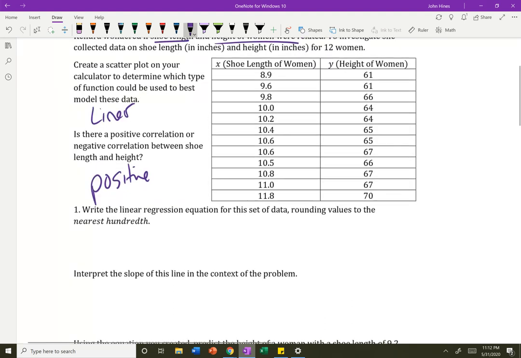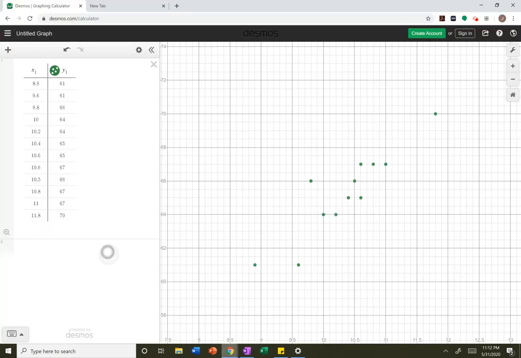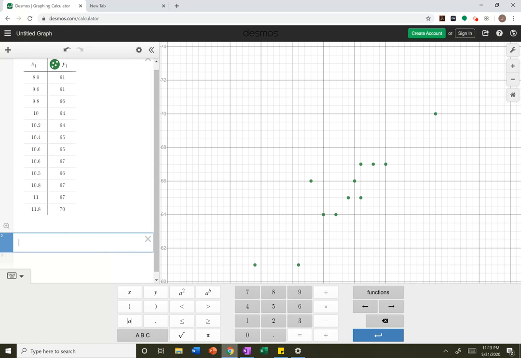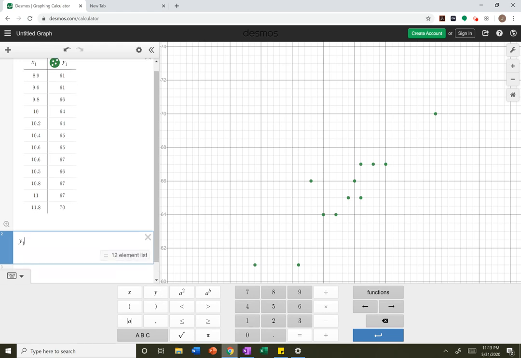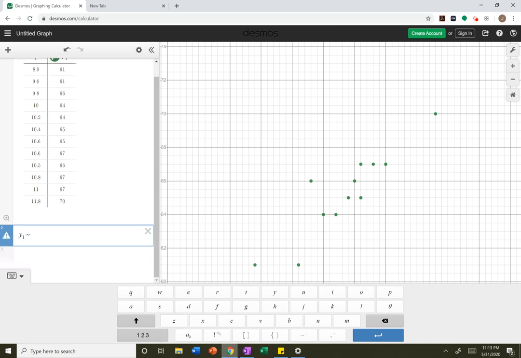So let's write the linear regression equation. What is the line of best fit for this data? Here's how we do that on Desmos. You're going to go to a new line, line number 2, and watch what you have to type in. Notice your X column is called X1 and your Y column is called Y1. So I'm going to hit Y1. Now I need a little squiggle because I want it to predict. On your keyboard, it's in the upper left-hand corner, but you need that squiggle sign there.